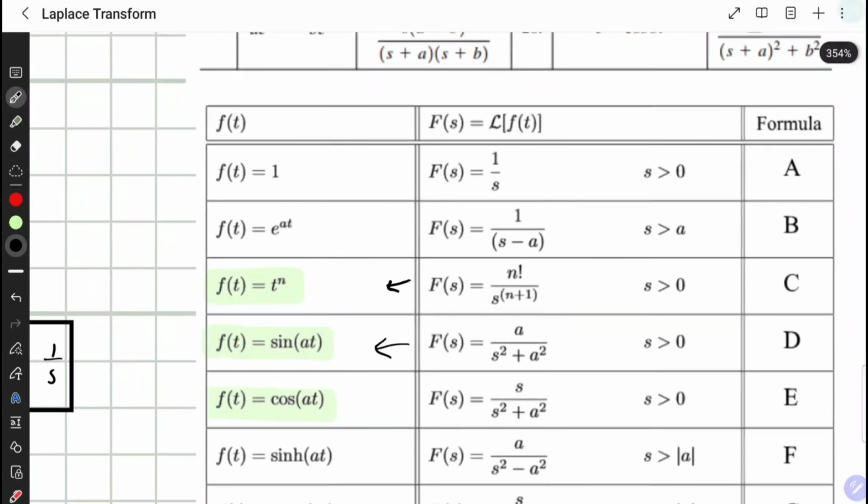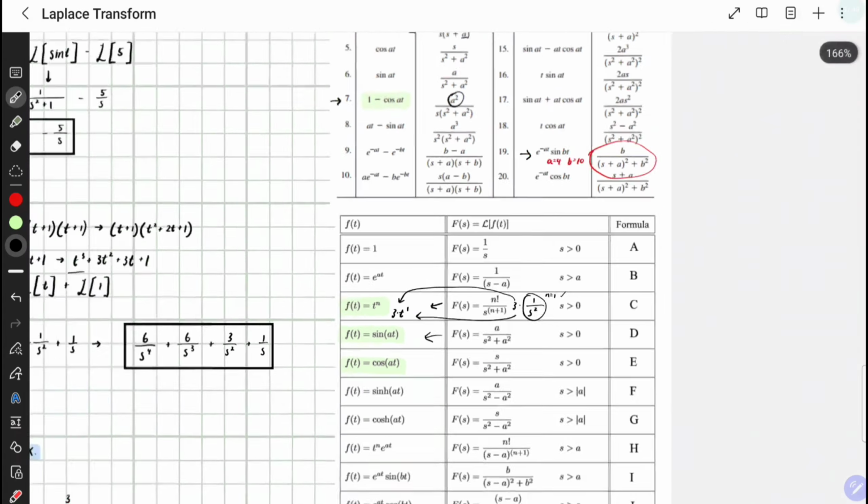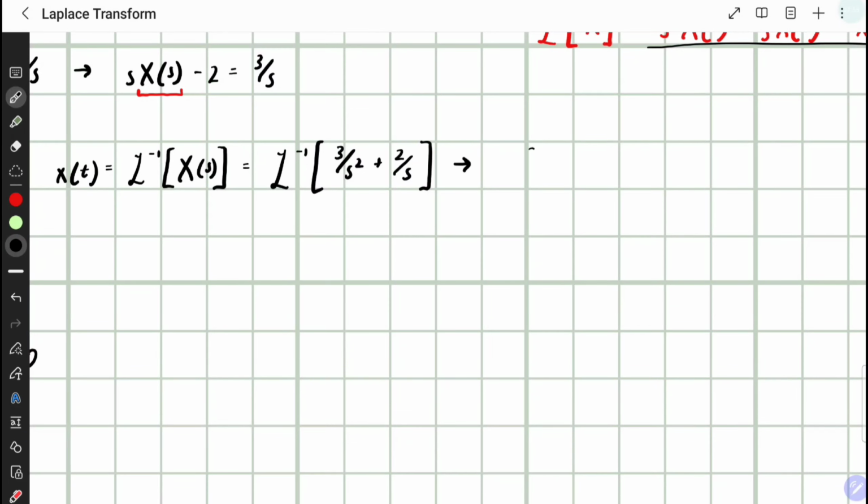So if our n is 1, we have the s as 1 plus 1, which is 2. This is where n is equal to 1, and that checks out. But we have a 3 over s squared, so that's just a factor of 3. So this 1 over s squared translates to a t to the 1 if you do the inverse Laplace. And then we just have the factor of 3 times that. So the inverse Laplace of 3 over s squared is just 3 times t, or 3 times t to the first power.